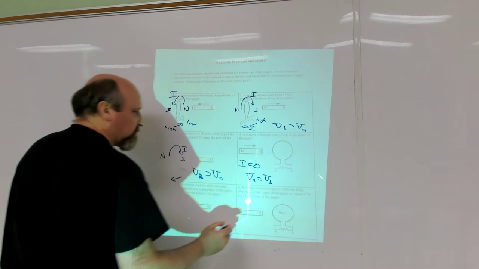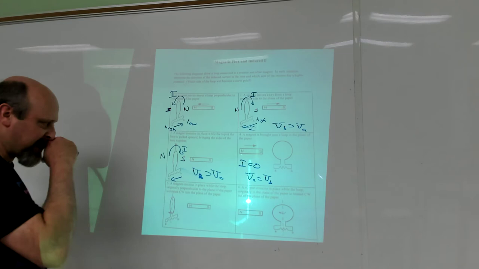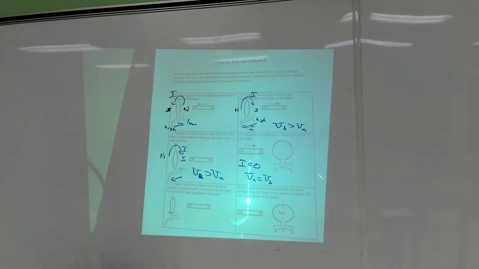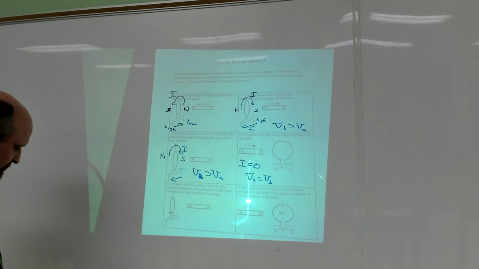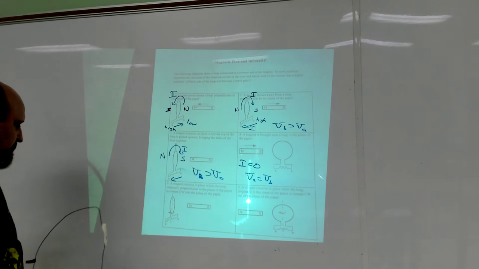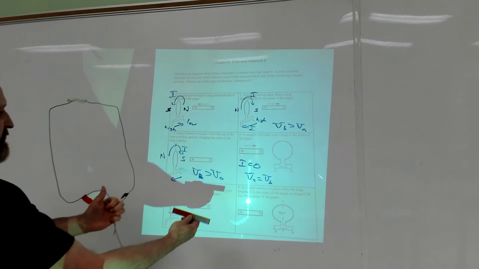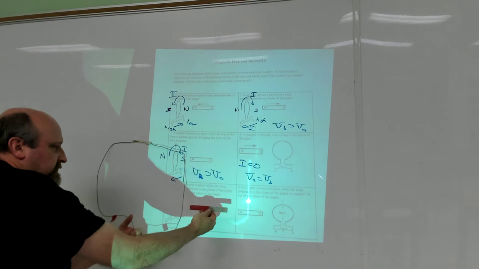Alrighty, good enough. Number five, a magnet remains in place while the loop is rotated clockwise into the plane of the paper. Okay, that's a terrible description. Looking down on it, it looks like it's rotating clockwise is what they mean, if I interpret this arrow properly. So north pole of the magnet is facing to the left. And what I'm doing here is I start with this coil like this and I'm rotating it to be like this. I'm heading towards flat.